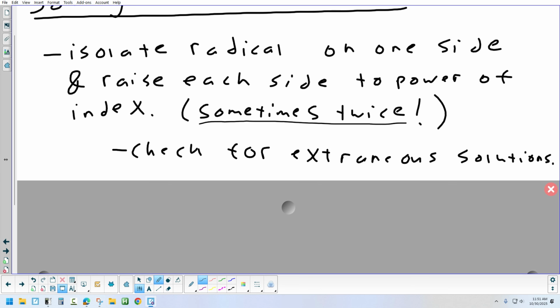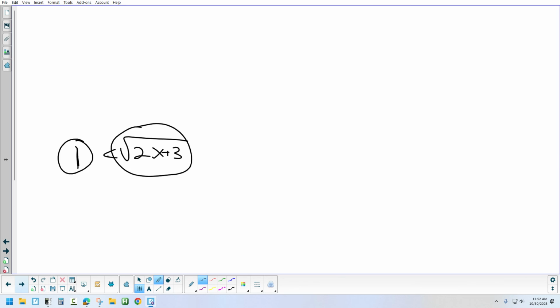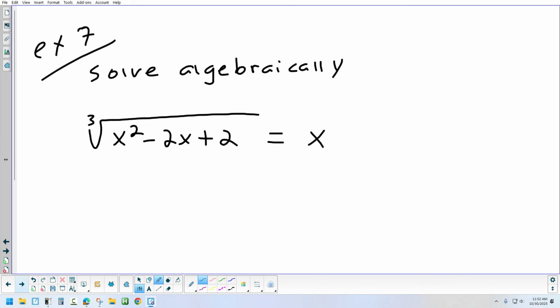So let's start with one that's a cube root, but you're not going to have to cube each side twice. It's only going to end up cubing each side once. Let's look at this one. So first question to ask yourself is, look at the root. Is the root isolated on one side? Yes. There's nothing outside that root on the same side. So we've got a cube root. What would cancel a cube root? Cubing. So we're going to cube each side.